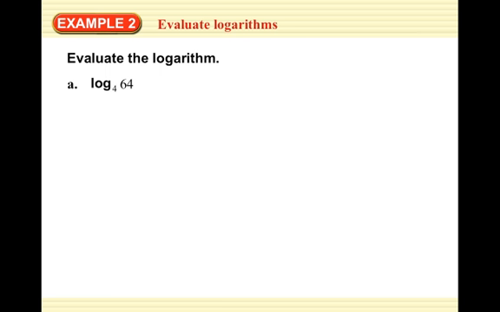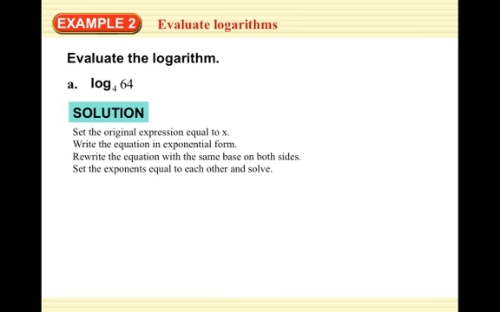Okay, so we're going to evaluate some logarithms. We've got the base 4 logarithm of 64, or the log base 4 of 64. To evaluate these, set the original expression equal to x. That gives you a little logarithmic equation. Then write the equation in exponential form. You're going to swoosh it. Then rewrite the equation with the same base on both sides, and that'll make more sense once we look at an example. Once you have the same base on both sides, we can set the exponents equal to each other and solve. Whatever x equals, that's what your original logarithm evaluates to.